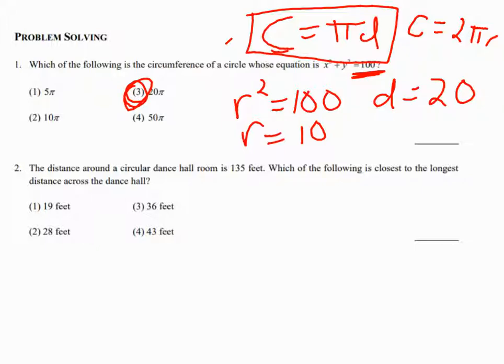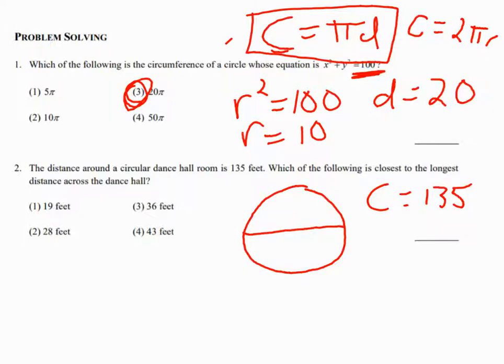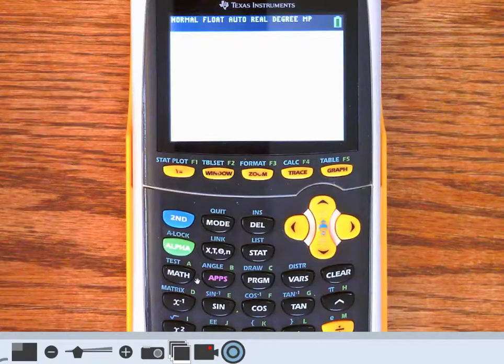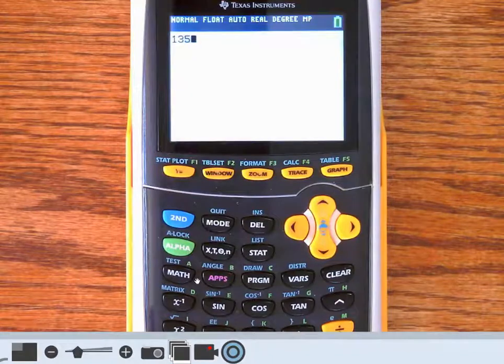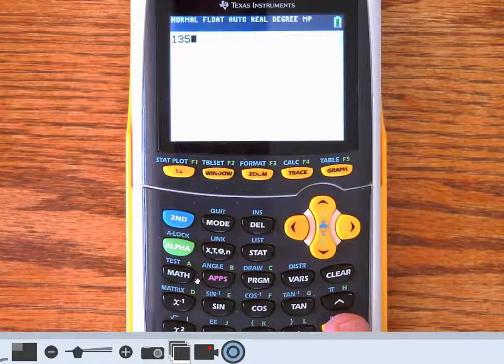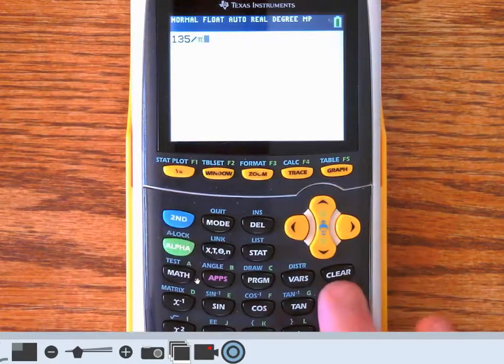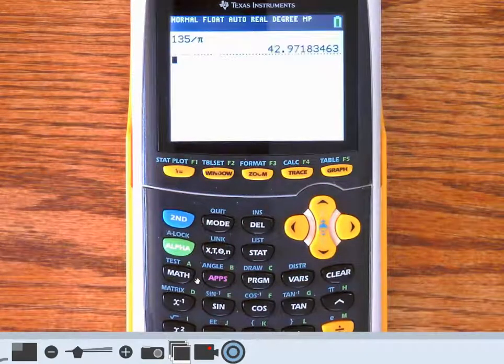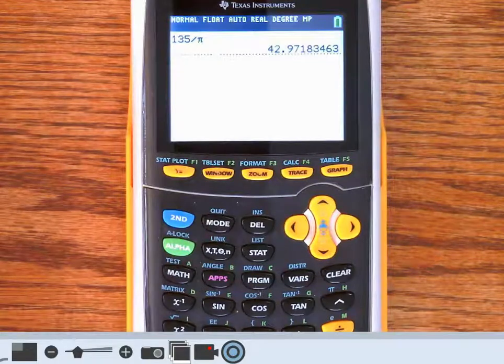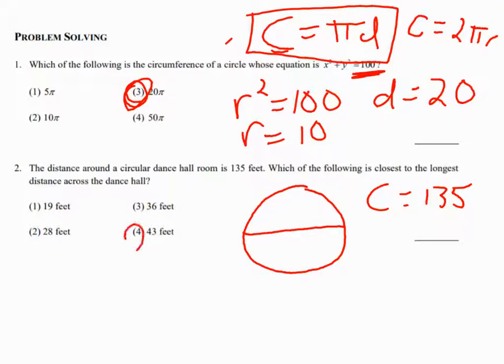Number 2, the distance around a circular dance hall room is 135 feet. So it's telling us 135 is the circumference. Which of the following is the closest to the longest distance across the hall? So it's asking us what is the diameter. To do this, I'm going to go to my calculator and type in 135. This time, instead of multiplying times pi, I'm going to divide by pi. And I get 42.97, which is pretty close to 43, which is choice number 4.